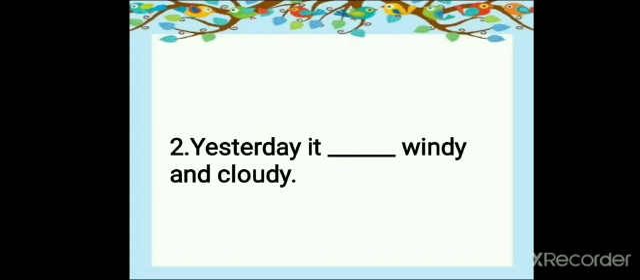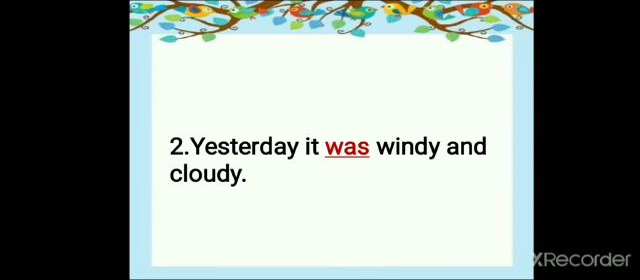Now let's read the second sentence. Yesterday it dash windy and cloudy. I know all my dear students know the answer that we will fill was here, as we are talking about the past tense. Yesterday it was windy and cloudy.